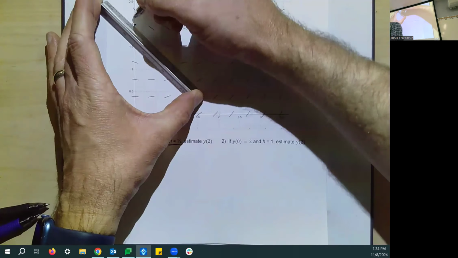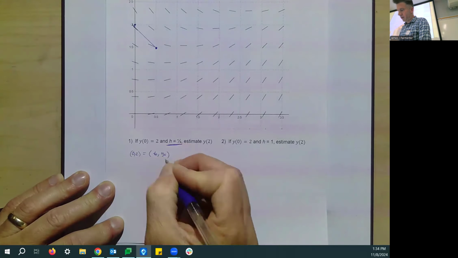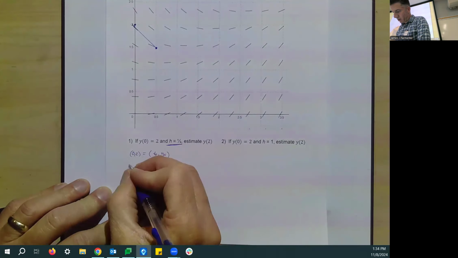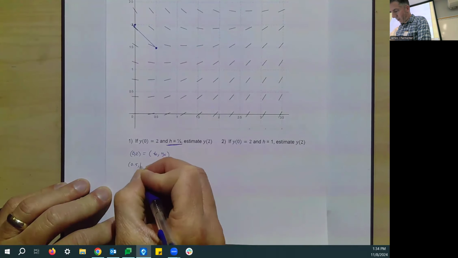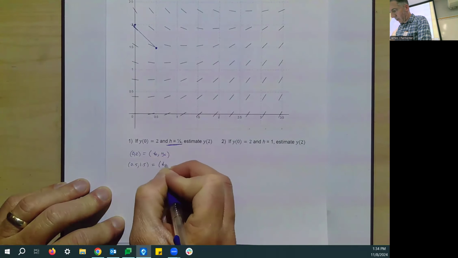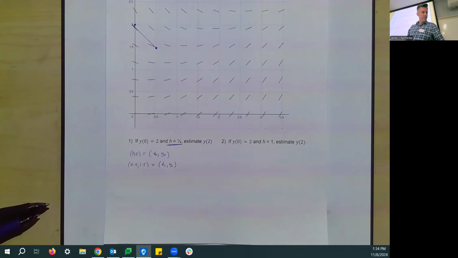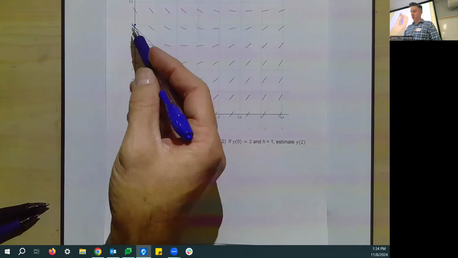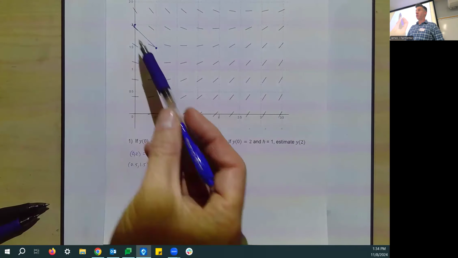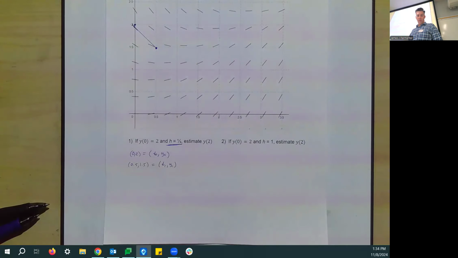So right about there. So if (0, 2) is my t naught, y naught, then it looks like (0.5, 1.5) is my t1, y1. So we started at (0, 2). We followed the slope of the direction field in that direction for a length of half a unit. And then we found this new point, (0.5, 1.5).